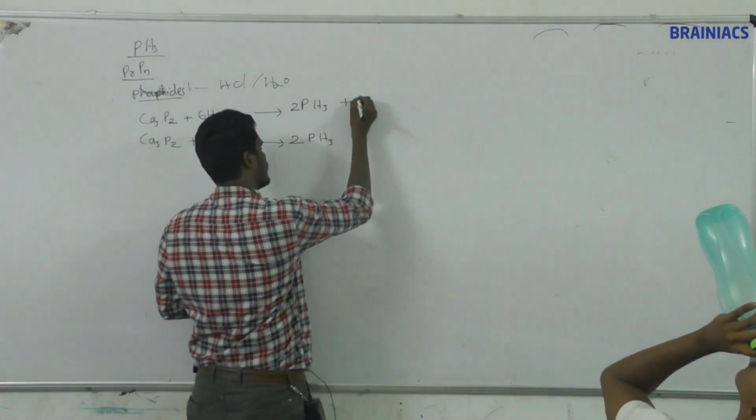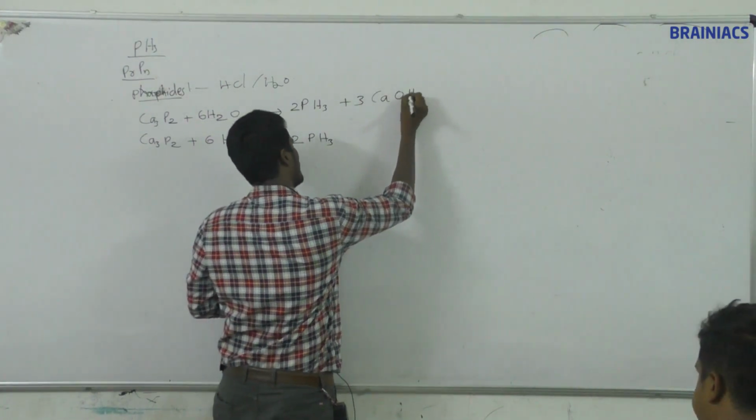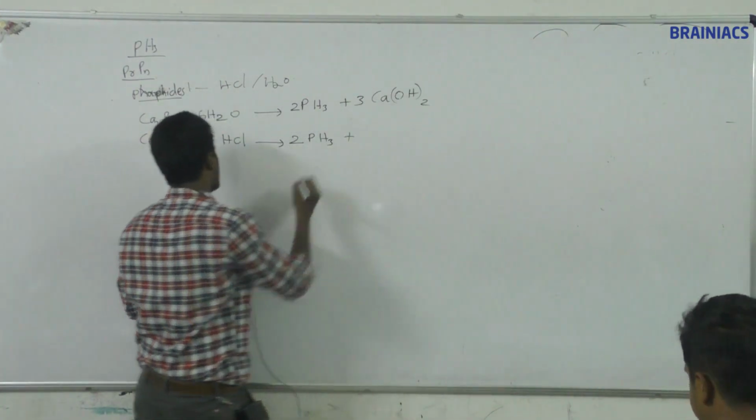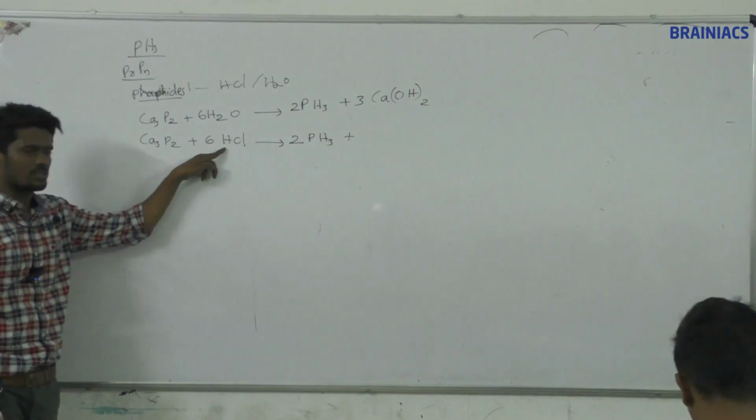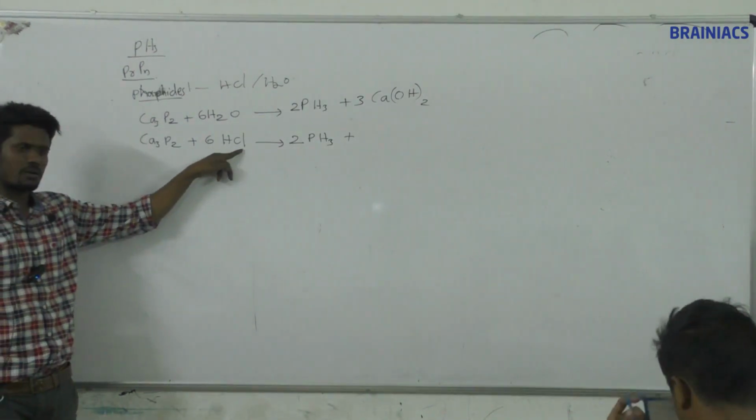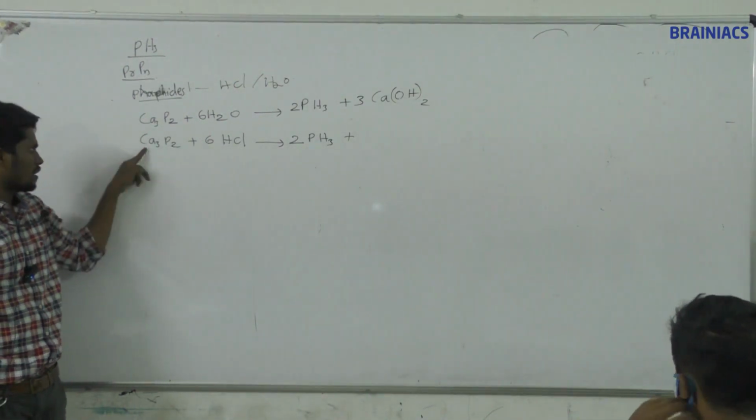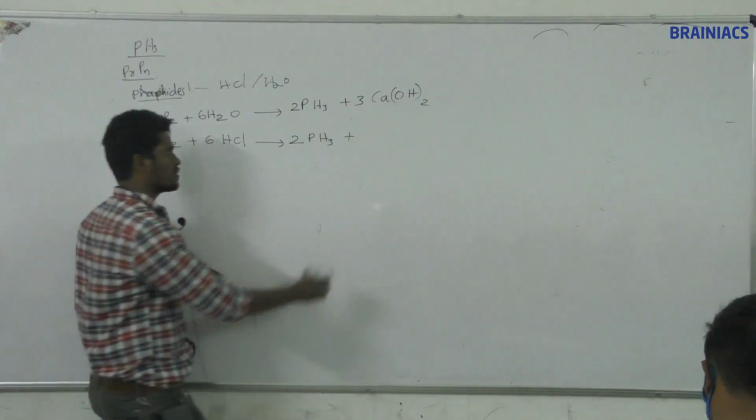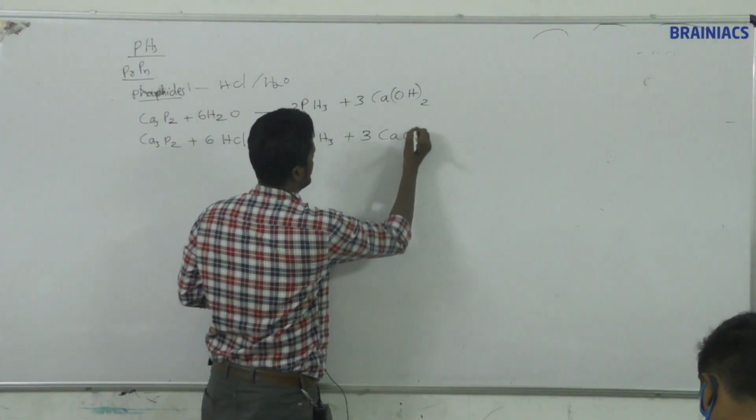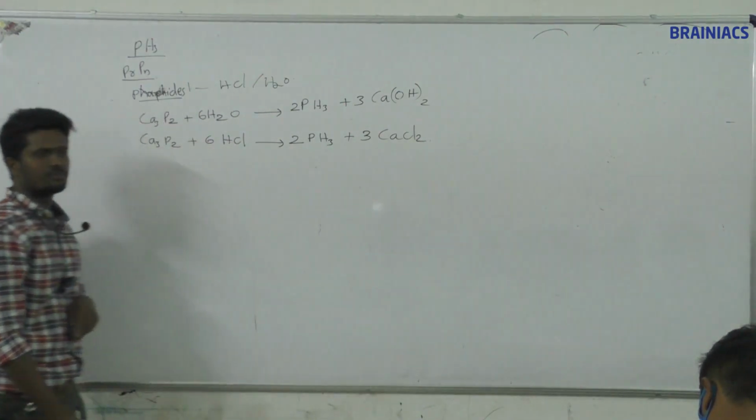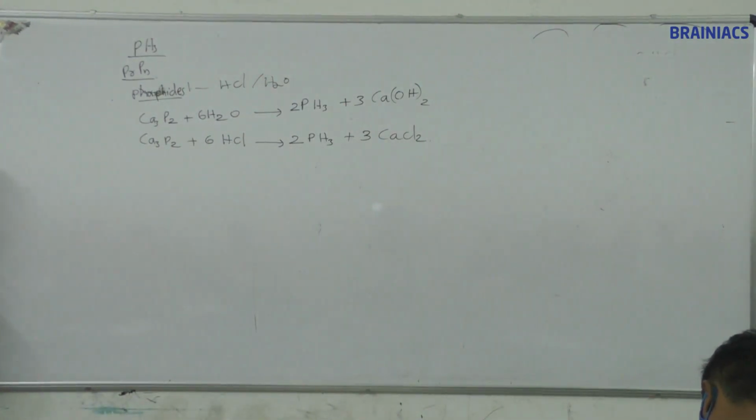So what is the product formed here? 3Ca(OH)2. Plus, how many H is used? 6. So how many chlorine is used? 6Cl. How many calcium? 3 calcium. So the product formed will be 3CaCl2. Okay, put it.